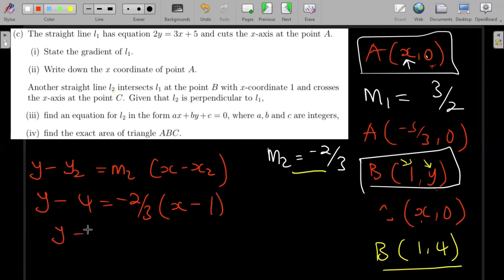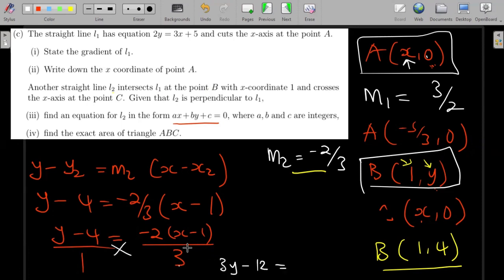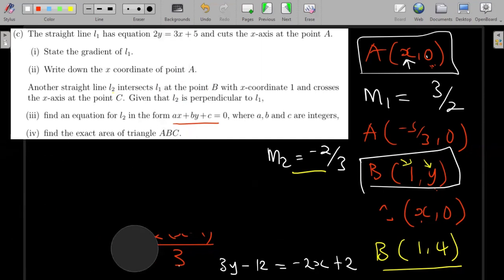So this would be y minus 4 equals, here we can multiply. It's the same as minus 2x multiplied by 1 and then divided by 3, since they said the equation should be in this form. So I'm now going to do a cross multiplication here. 3 multiplied by this gives 3y minus 12 equals minus 2 multiplied by this, which is minus x plus 2. From there we can put it in the form that they want.